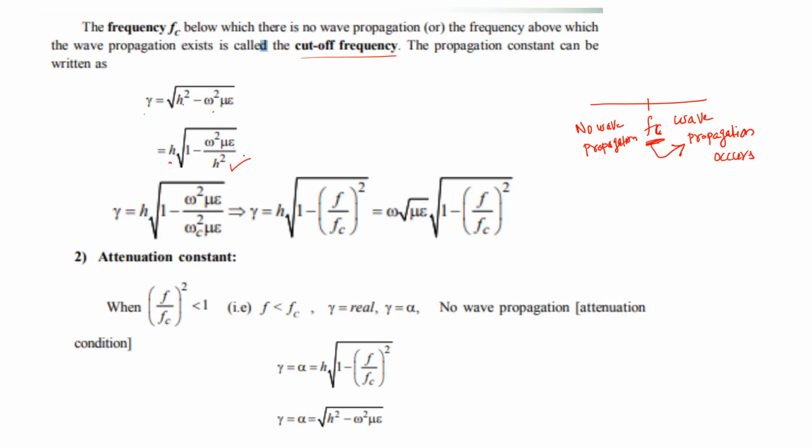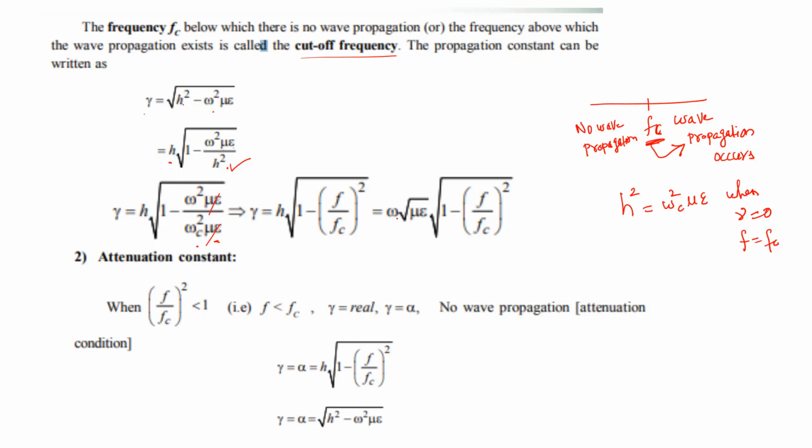Now this h square becomes equal to omega c square mu epsilon when gamma becomes equal to 0 at f is equal to fc, right? So we can replace the h square in the denominator by omega c square mu epsilon. Is it clear? And this omega mu epsilon will be getting cancelled. In terms of f, you can write this as h into root of 1 minus f by fc the whole square.